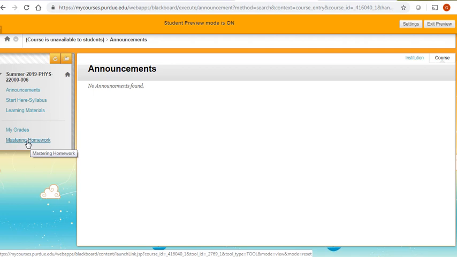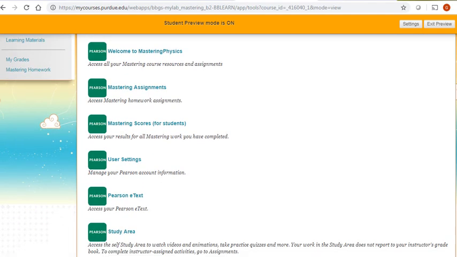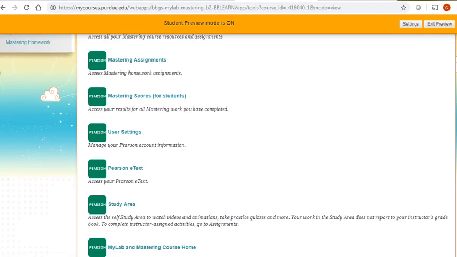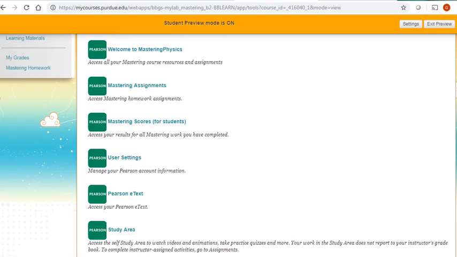Go into Blackboard. Here's mastering homework. Click this link. Now I've already done it, so yours is not going to look like this. I've already gone through here and registered. Now at this point, they'll ask you for your Pearson account. Then they'll ask you, do you have an access code? Do you want to buy the e-text and homework? That sort of thing. Okay, but I've already done that, so it's not going to look the same here.